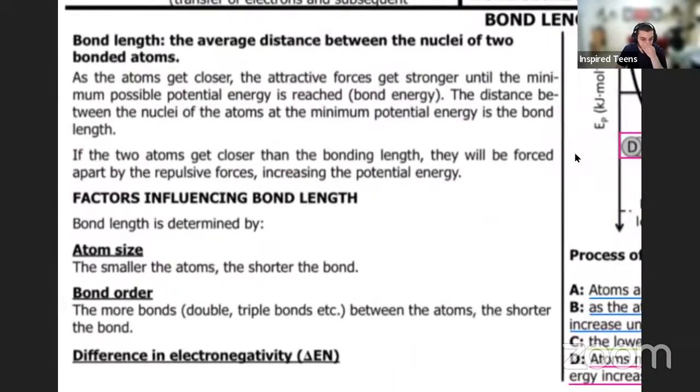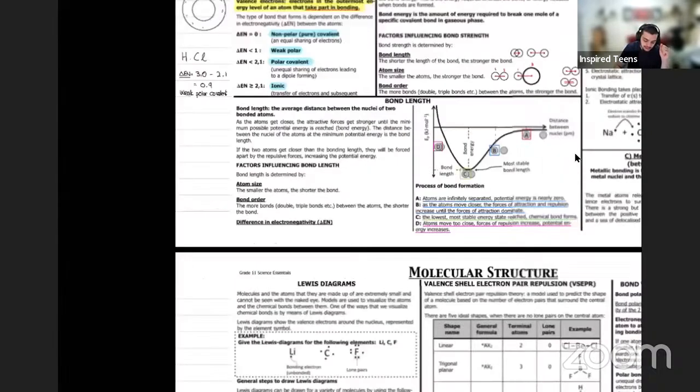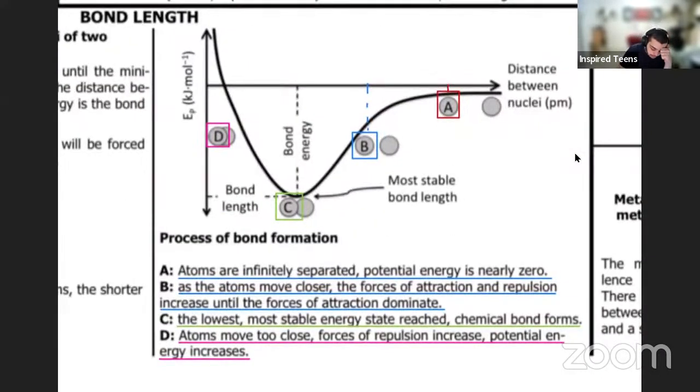Remember, as the atoms get closer, the attractive forces get stronger until minimum possible potential energy is reached. The distance between the nuclei at the minimum potential energy is the bond length. If the two atoms get closer than the bond length, they will be forced apart by the repulsive forces. So at point D, compared to point B, the repulsive forces are stronger than the attractive forces. If they get too close to one another, they will actually repel one another. Just keep that in mind.